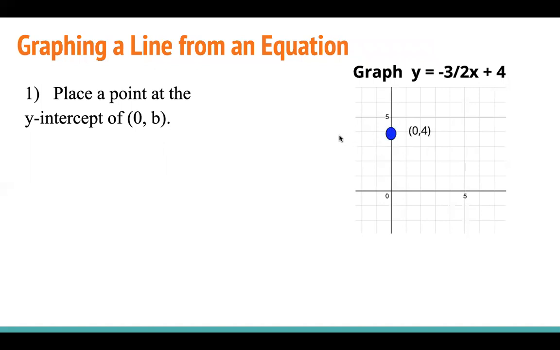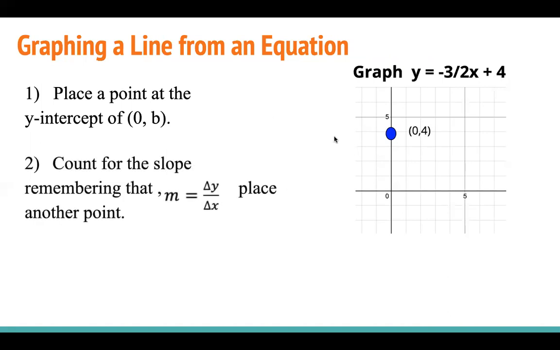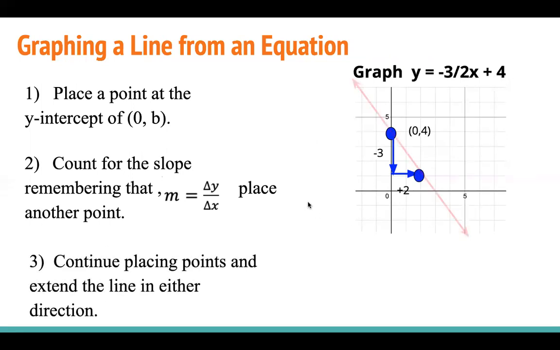Next, I'm going to count using the slope. And I remember that the y changes on top and the x changes on bottom. So I'm going to go down 3 and over 2. This is a negative slope. So then I put that point. And I could keep putting points down 3, over 2. And then draw my line. And notice it's got that negative slope of -3 over 2. And the y-intercept is (0, 4).